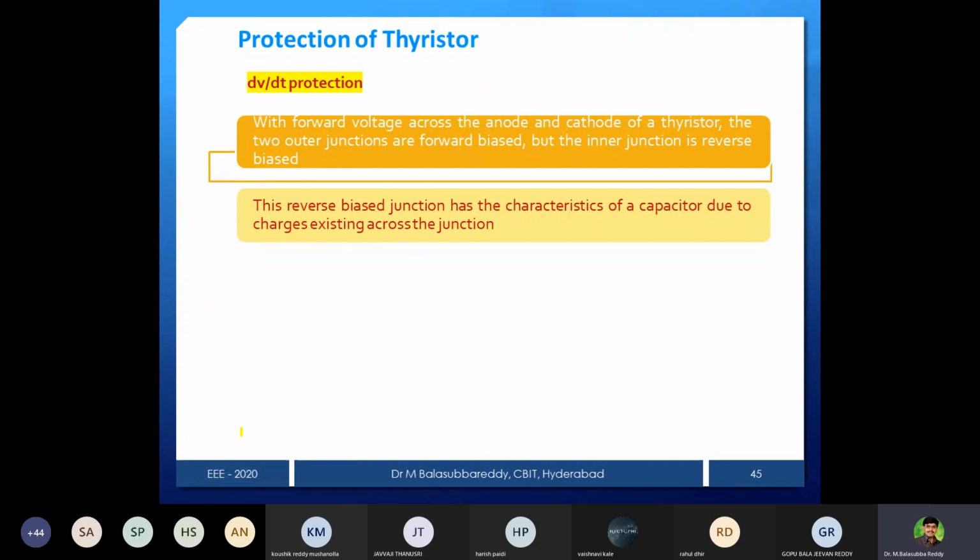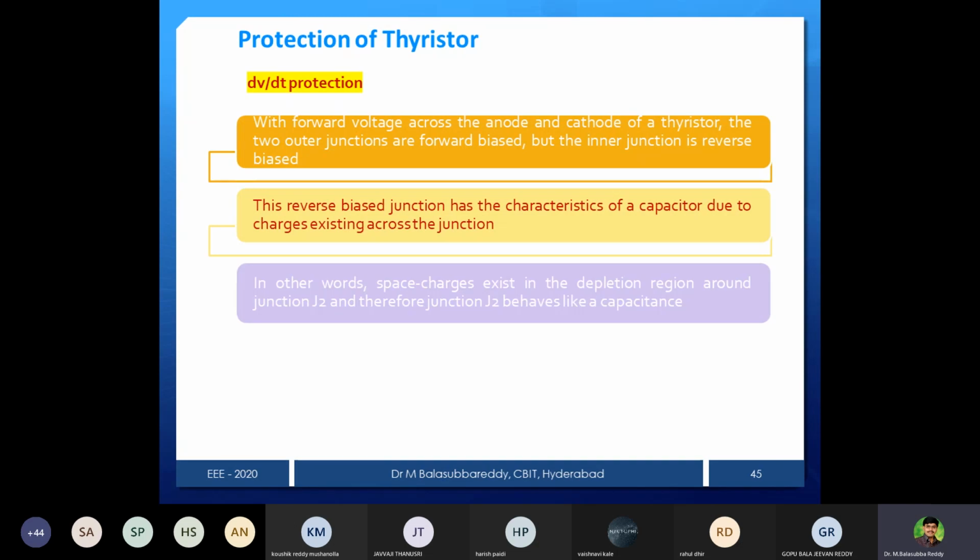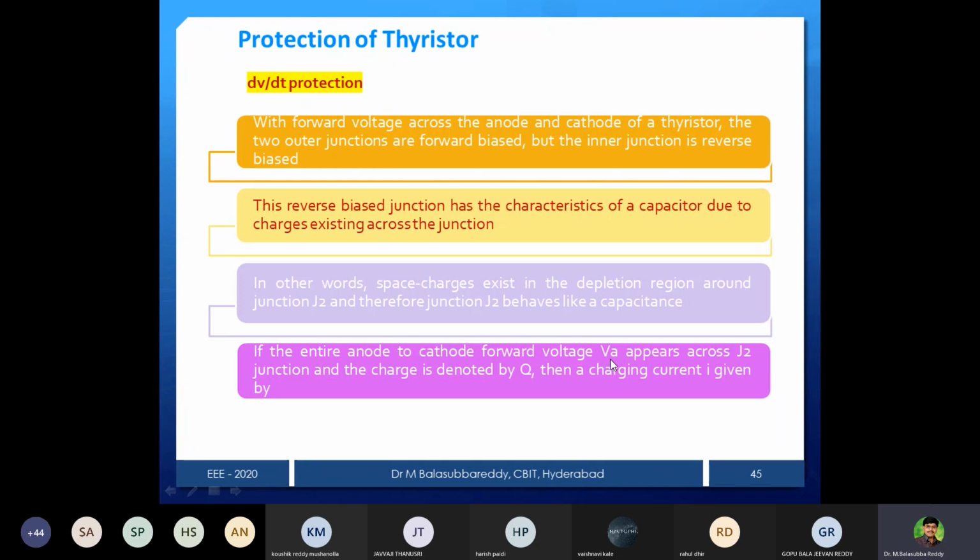Due to the charges existing across the outer J1 junction and the other outer side, the J3 junction, you can see that space charges exist in the depletion region around junction J2, and therefore J2 will behave like a capacitor. Once junction J2 behaves as a capacitor, that is quite natural: upper side positive, lower side negative, and that junction is reverse biased, so it acts as a capacitance.